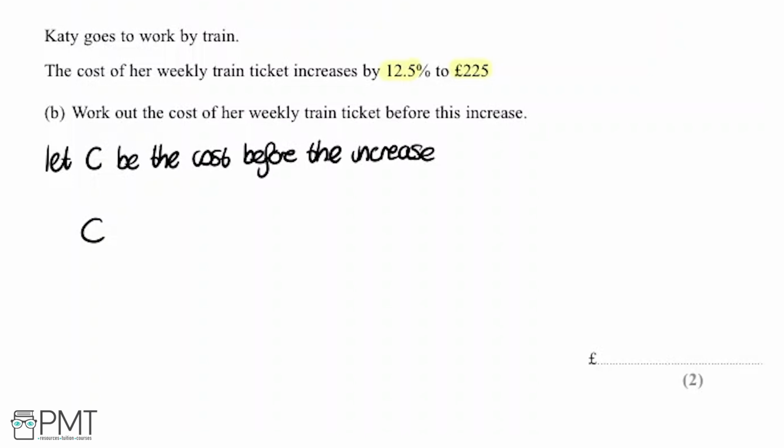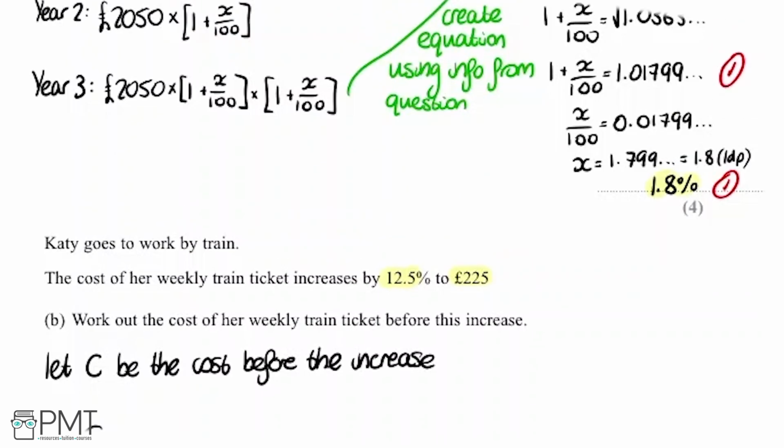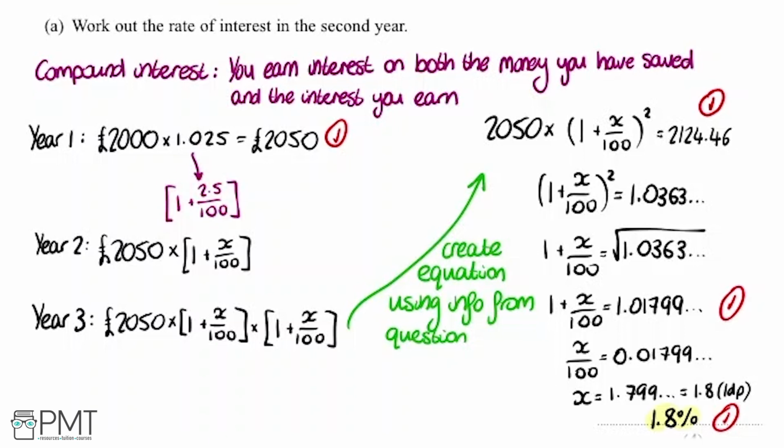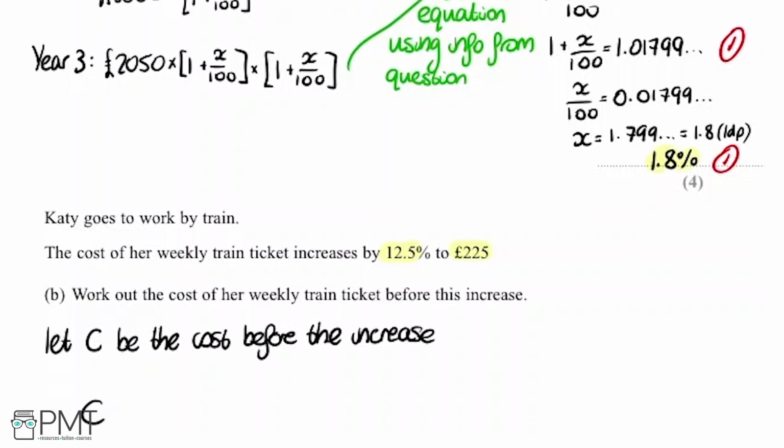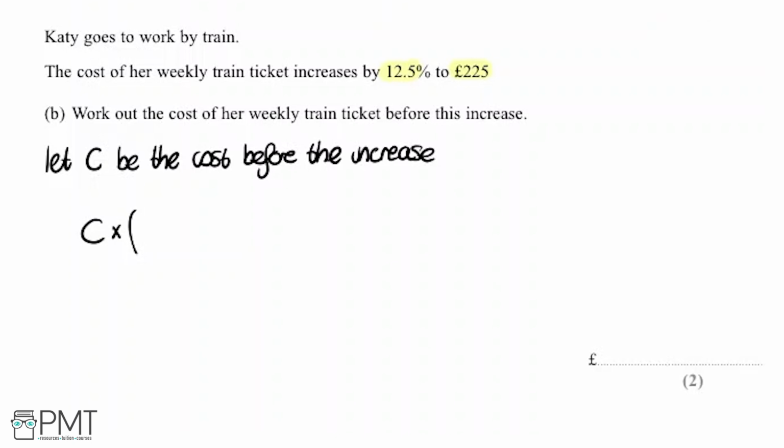Then we're told that that increases by 12.5%. And we can use our little handy formula up here to work out what we need to multiply that by. So we're going to multiply by 1 plus, and because we're increasing by 12.5%, I'm going to put 12.5 up here, divided by 100. And we're told that after the increase, the cost is 225. So that will equal 225. Now we need to solve for C. So I'm firstly going to work out what's in this bracket. So we're going to have C multiplied by 1.125. And that's again equal to 225.